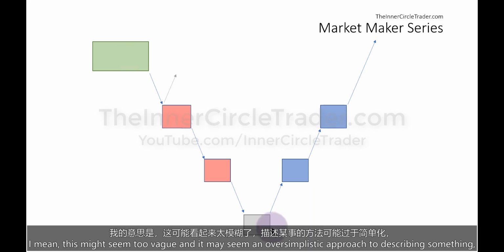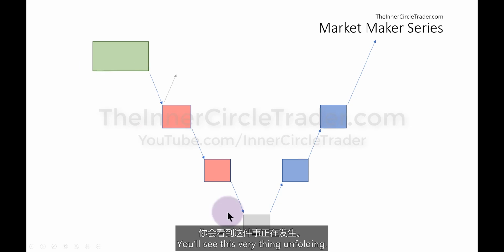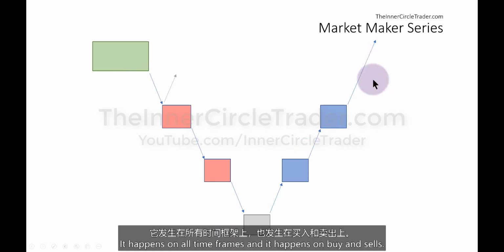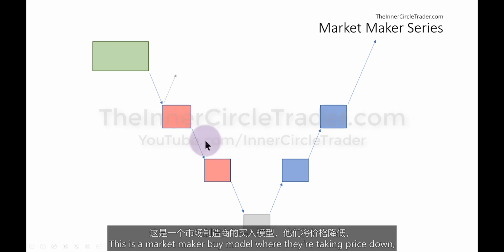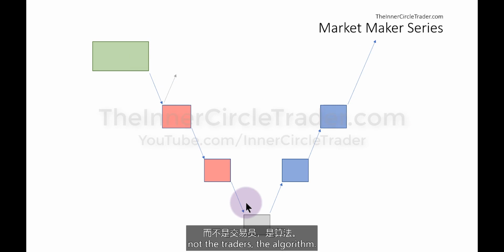I mean, this might seem too vague and it may seem an oversimplistic approach to describing something, but I promise you, go into charts and study it, you'll see this very thing unfolding. It happens on all time frames, and it happens on buy and sell. This is a market maker buy model where they're taking price down, not the traders, the algorithm. All the algorithms are working together.